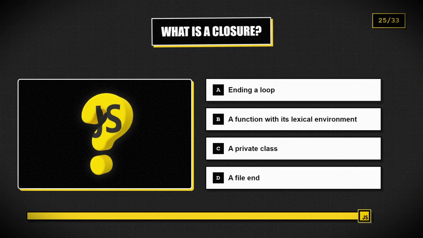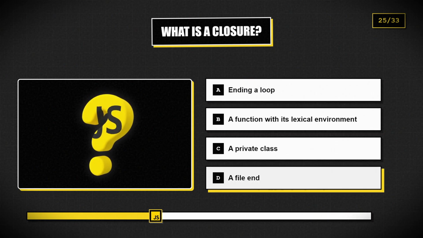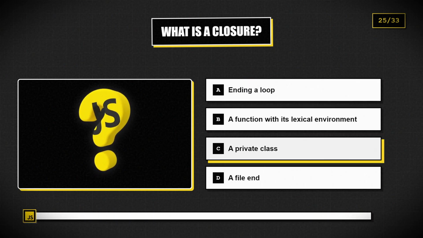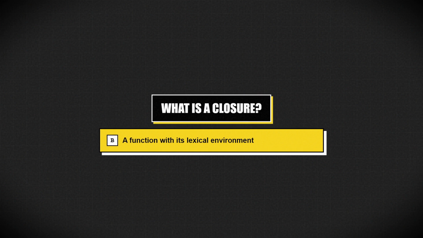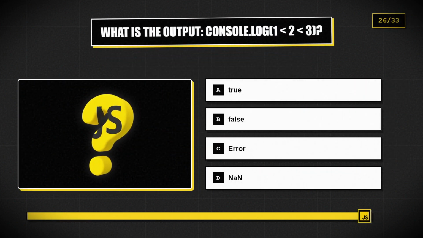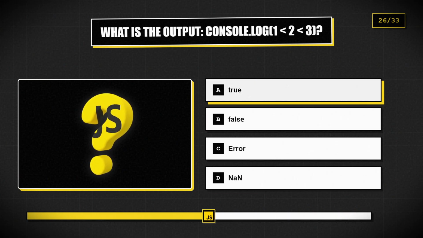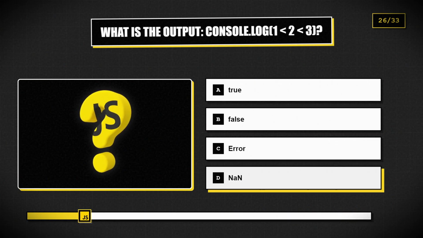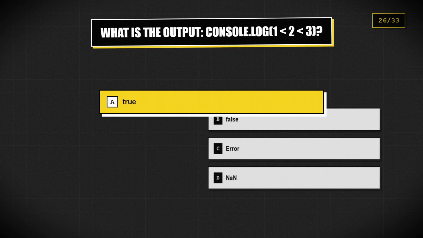What is a closure? A closure is a function combined with its lexical environment, giving it access to its outer scope. What is the output of 1 < 2 < 3? One less than 2 is true. True is treated as 1, so 1 less than 3 is true.